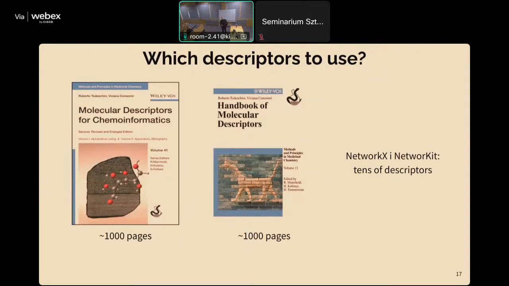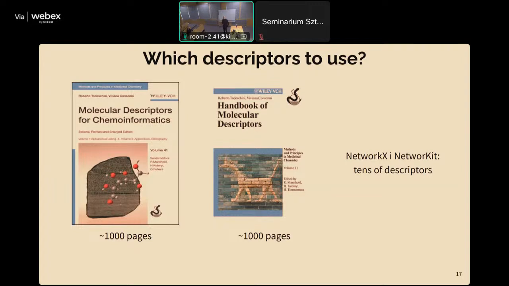So the problem is how to select those descriptors. If we look at a few books, Molecular Descriptors for Chemoinformatics is basically a huge brick of 1,000 pages. Yeah, it's pretty huge. There are a lot of molecular descriptors. By the way, molecular descriptors are really just topological descriptors, but on graphs. Or there are some topological and feature descriptors there, but you get the idea. Another book, Handbook of Molecular Descriptors, is also 1,000 pages. Also, there seem to be a lot of descriptors in chemistry. So let's see something much simpler: NetworkX and NetworKit, two libraries in Python.